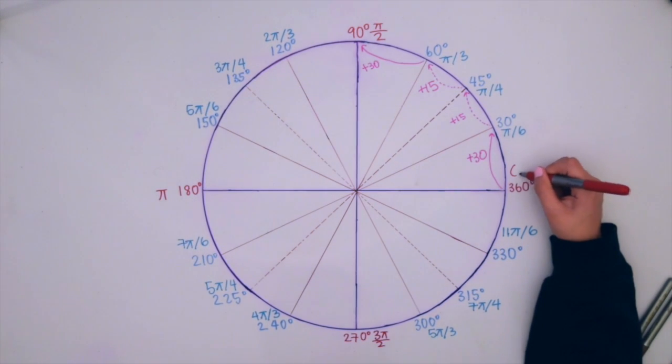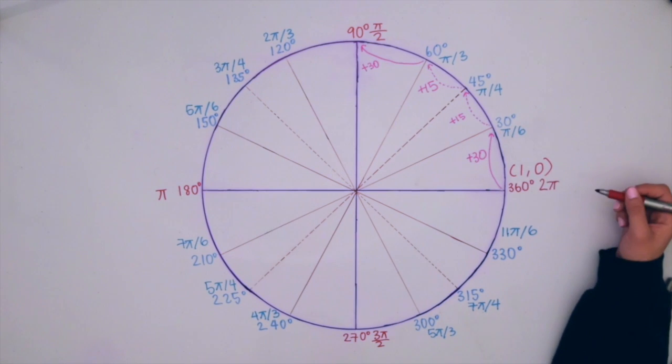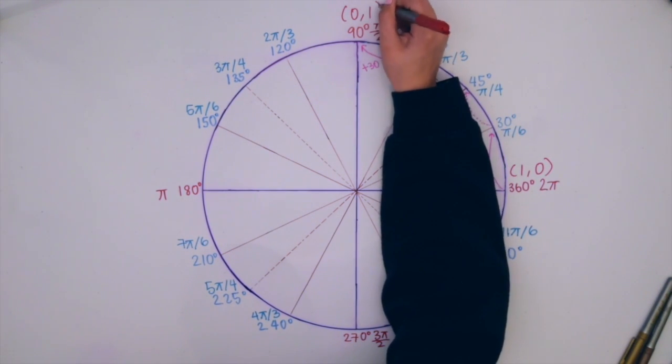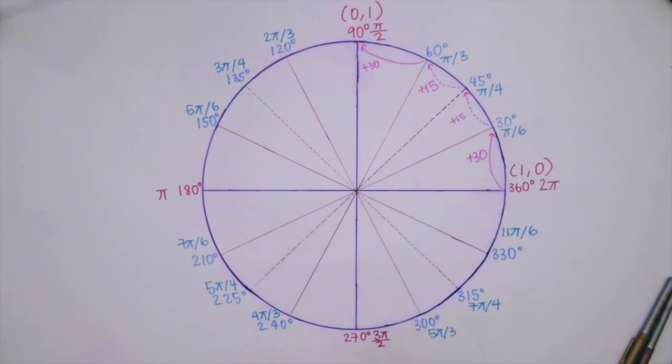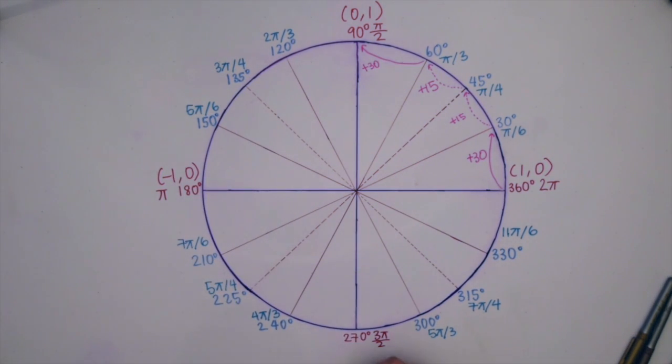For 360, the coordinates are going to be 1, 0, because imagining that the center is 0, 0, it's gone right 1 unit, so it's going to be 1, 0. Likewise, for the 90 degree, it's going to be 0, 1, and the one on the left at pi will be -1, 0, and finally at 270, it'll be 0, -1.